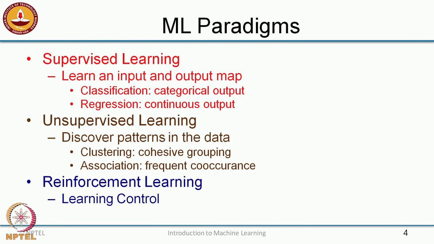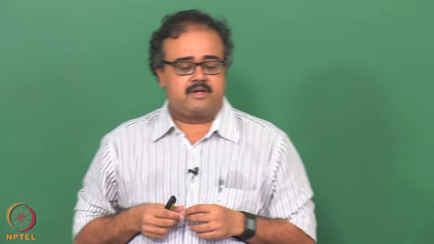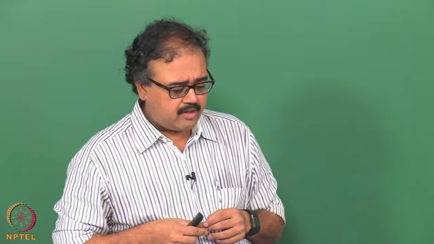So, the third form of learning, which is called reinforcement learning, is neither supervised nor unsupervised in nature, and typically these are problems where you are learning to control the behavior of a system, and I will give you more intuition into reinforcement learning in one of the later modules.